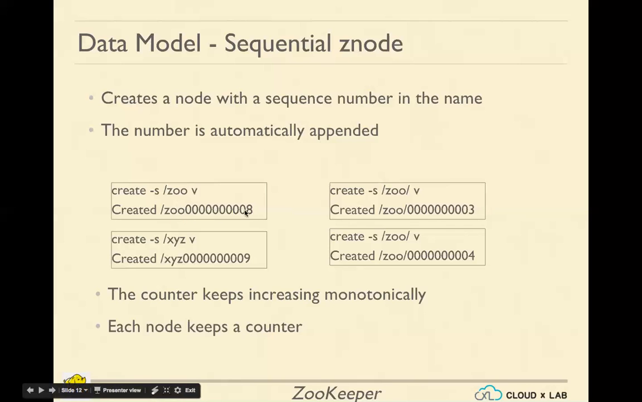What is this number? This number is the running count of total nodes created in this particular parent. And it will keep on increasing monotonically and will not decrease even if you delete the children nodes. Even if you delete the children nodes, it will not decrease, it will keep on increasing. This is a very useful way of generating IDs.